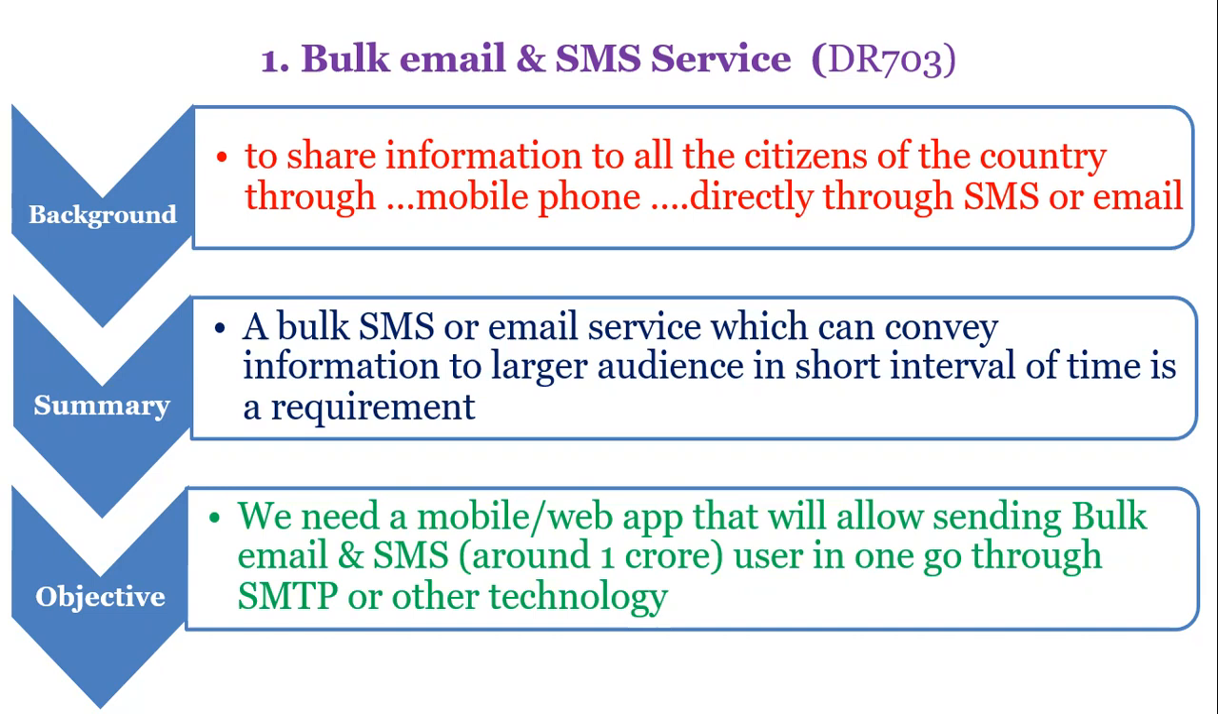The summary is that a bulk SMS or email service, which can convey information to a larger audience in a short interval of time, is the requirement. It can include alerts, warnings, and news of high importance that need to be delivered to all the citizens of the country in a single go. The objective of this problem statement is a mobile or web app that will allow sending bulk email and SMS to around 1 crore users to start with, in one go, through SMTP or other technology.